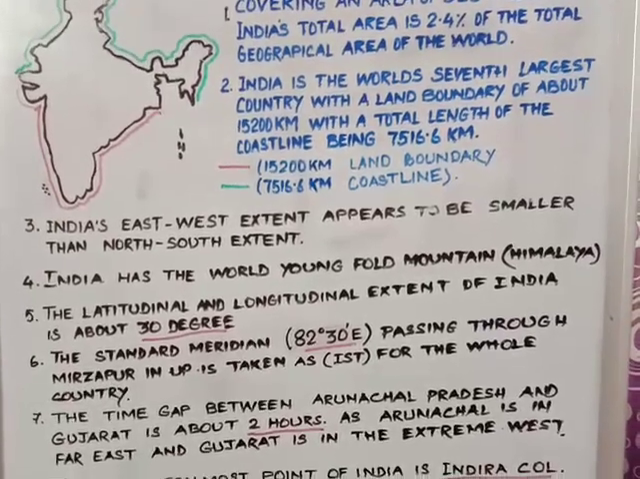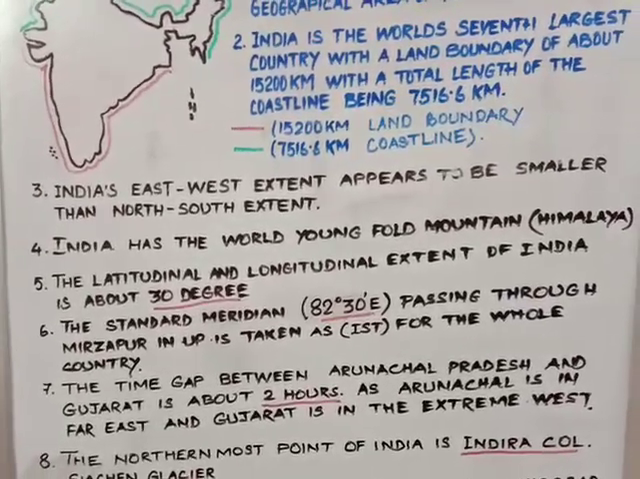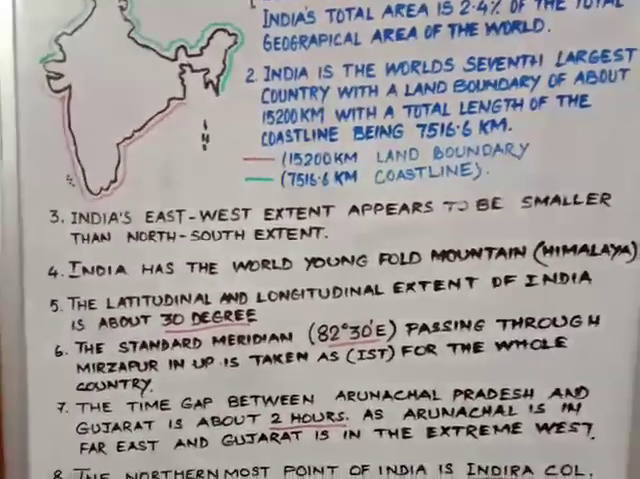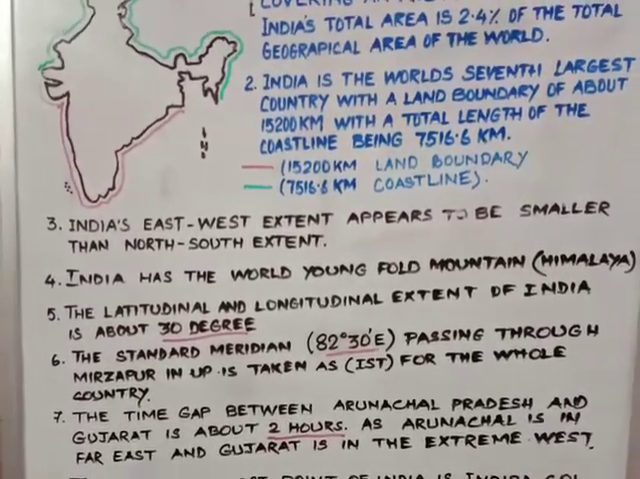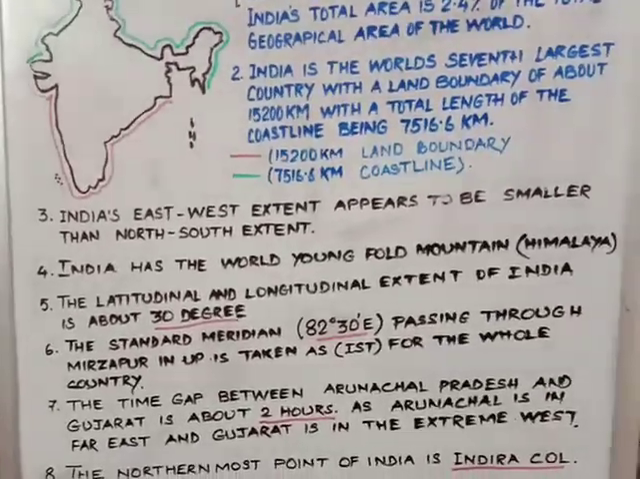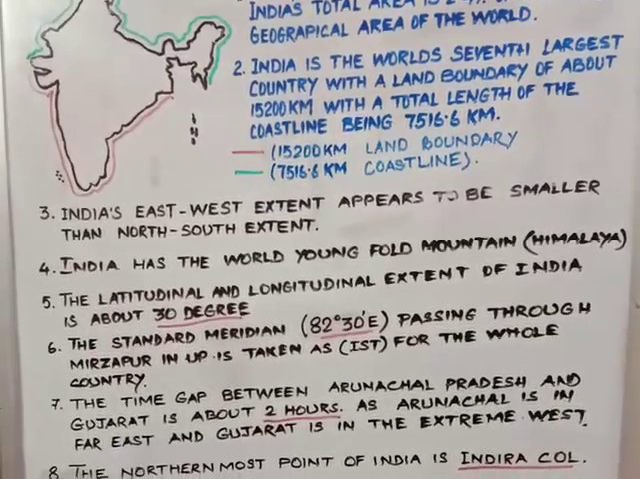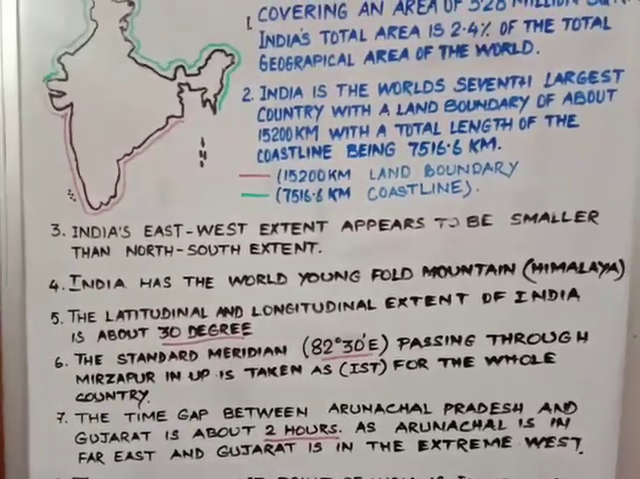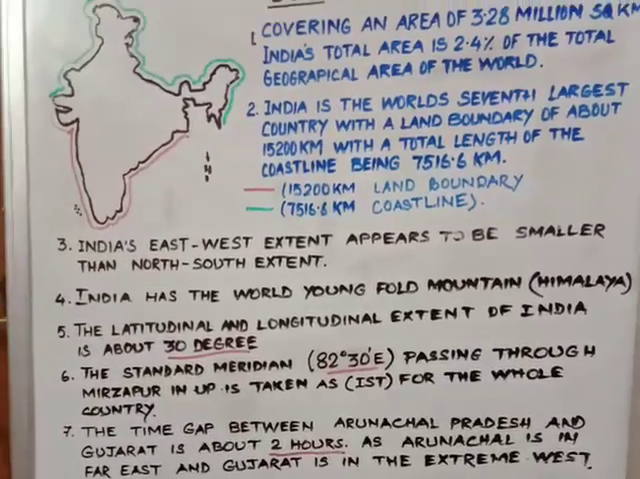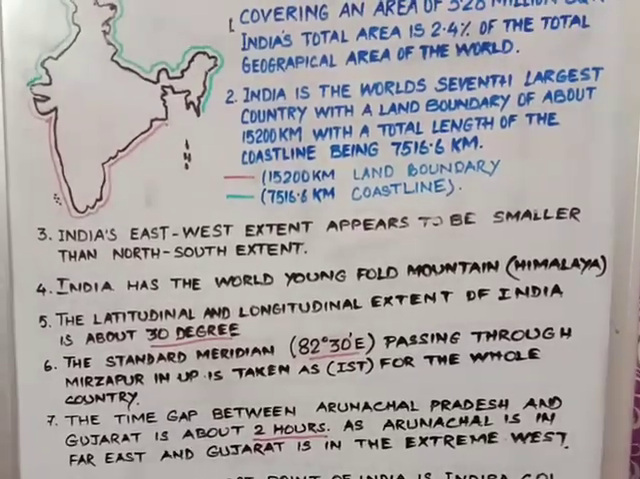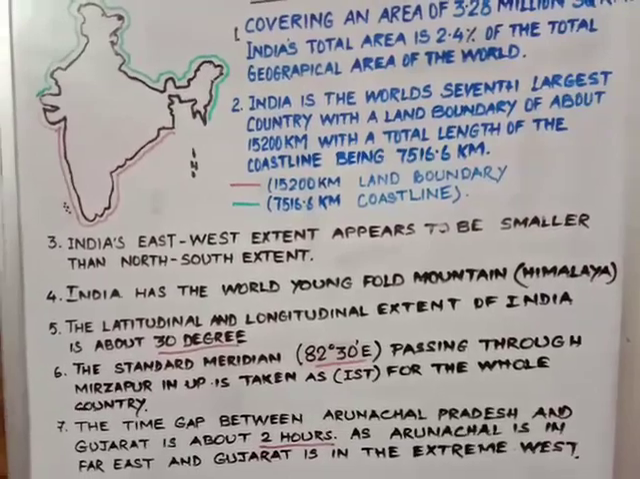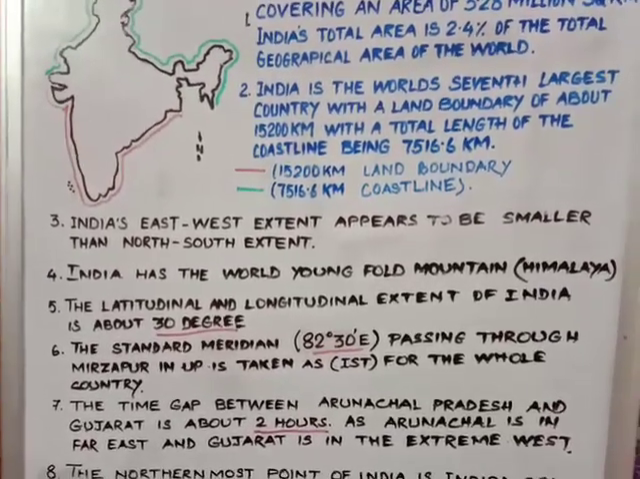The number 5. India's latitudinal and longitudinal extent is about 30 degree. If you see the east and west side, the longitudinal extent of India, then you will find the longitudinal extent is about 30 degree. From Gujarat side longitude to Arunachal Pradesh side longitude, you will have in between 30 degree, your 30 lines. 30 degree means 30 lines of longitudes.